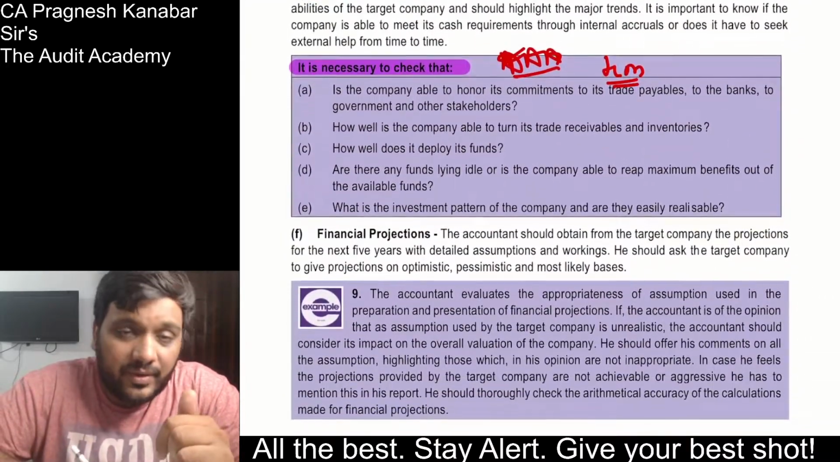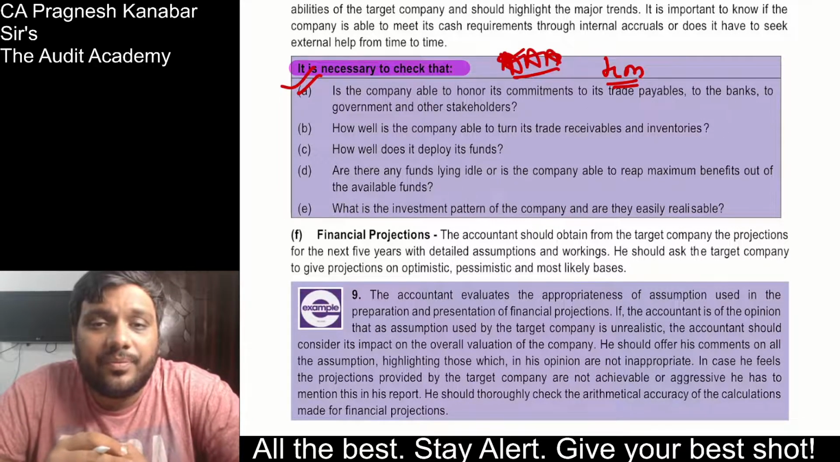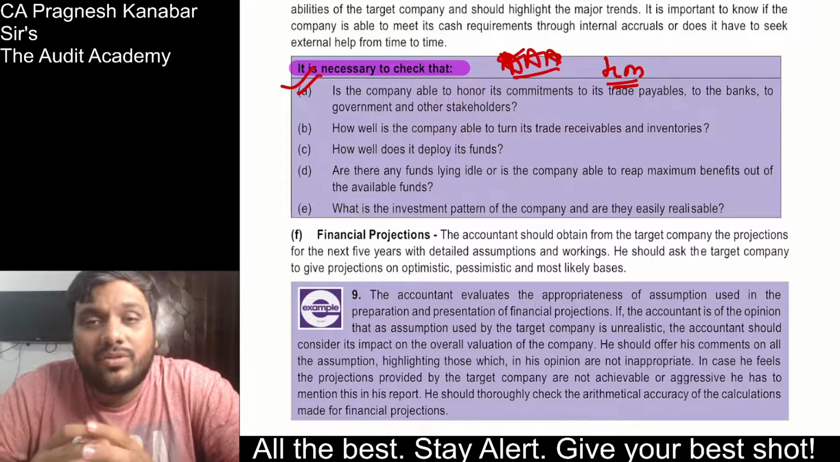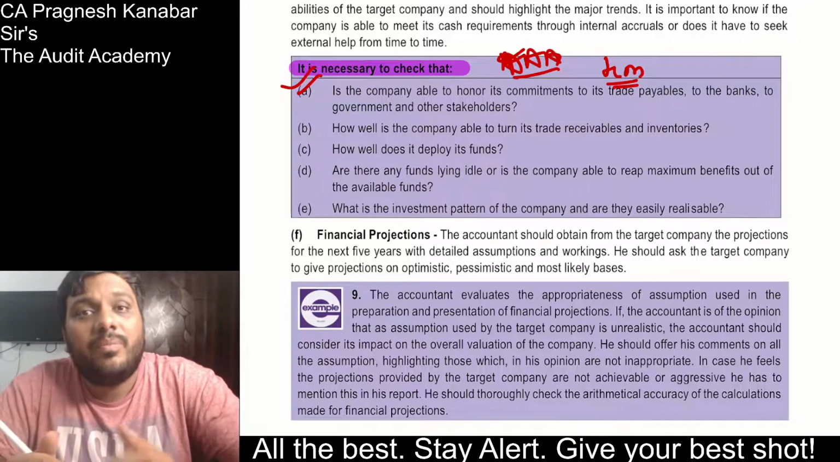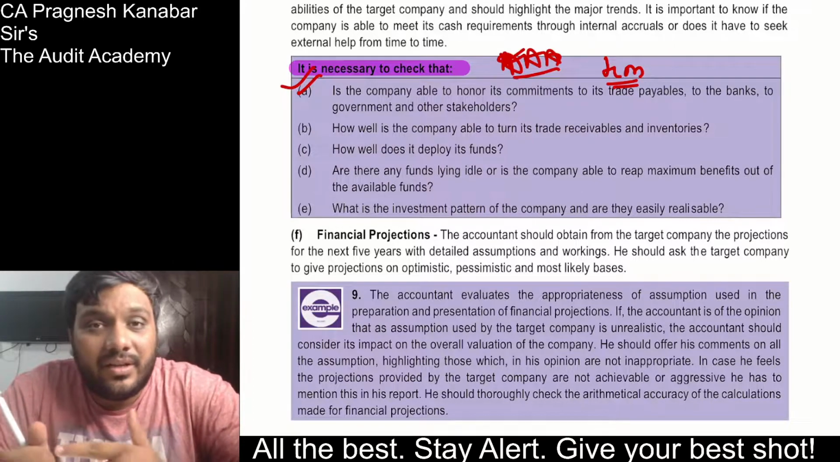Okay, then due diligence of a cash flow. All right, whether the cash flow is good or not, whether the company is able to pay its creditors on time, whether the company is generating enough cash.